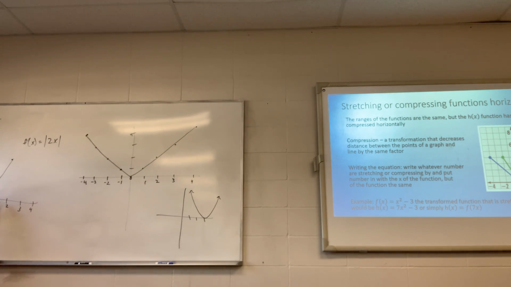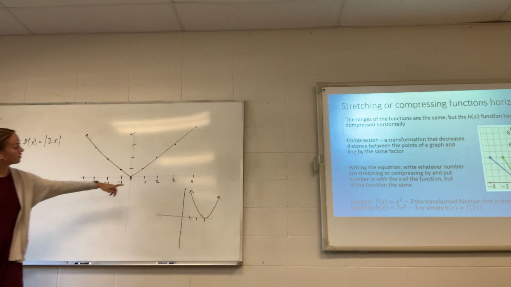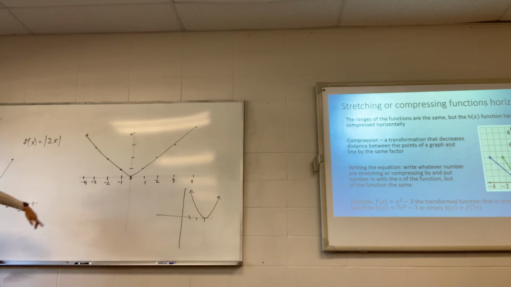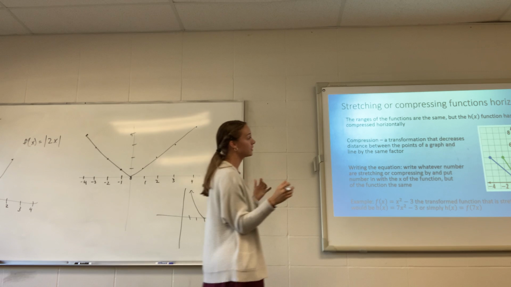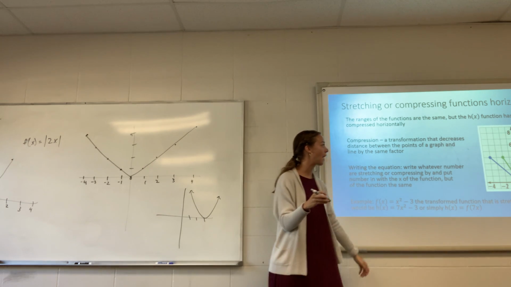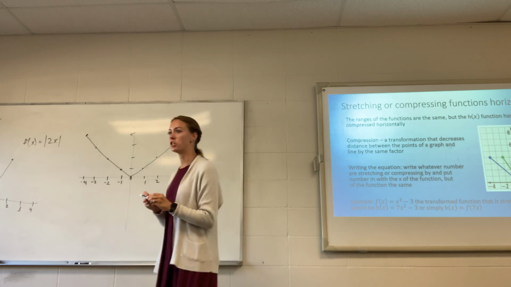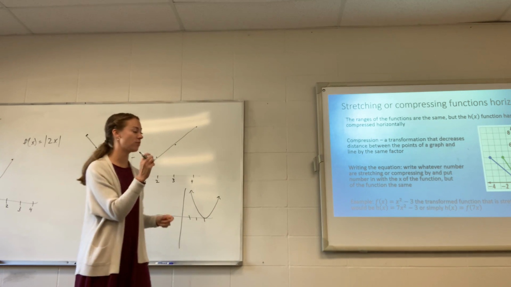Because if you look, instead of being at 2, 2, that point's now at 2, 4. Like this one that was at 1, 1. At 1, 1, I'm actually at 1, 2. So like really, the whole graph has been compressed horizontally, okay? So then in terms of compression, that's just when you decrease the distance between the points on a graph by the same factor.